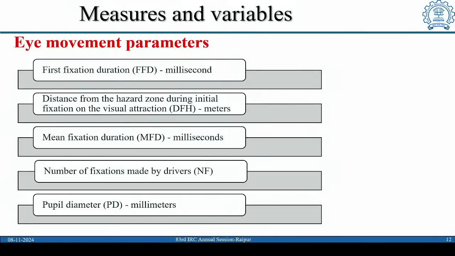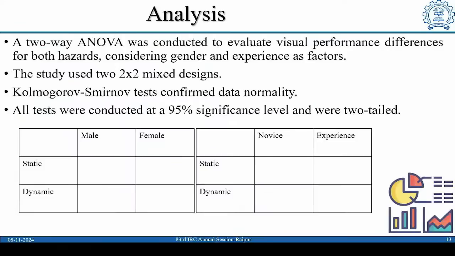These are the eye movement parameters we extracted from our recorded eye tracker data: first fixation duration, distance from the hazard zone during initial fixation on the visual attraction, mean fixation duration, number of fixations made by drivers, and pupil diameter. After the extraction, we analyzed our data.